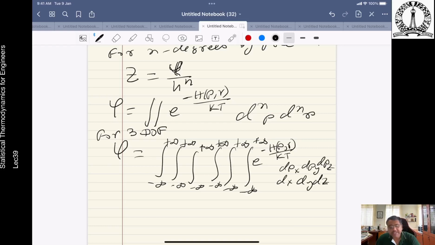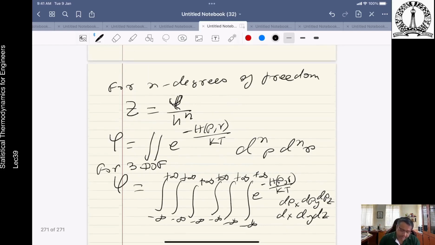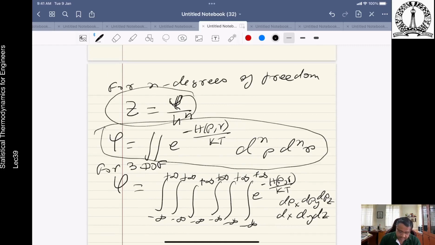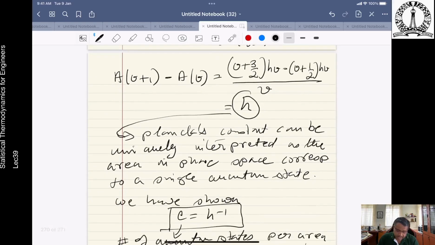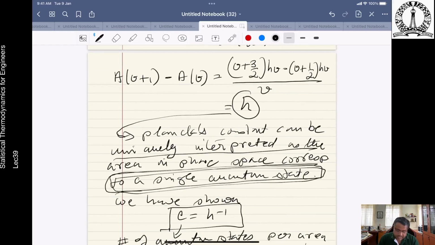So H(p, r) has been cast in terms of generalized momentum and position vectors, p and r, thus indicating a potential dependence on all three momentum and position coordinates. You can see that for n degrees of freedom, this is what is valid, and this is a sample phase integral. For 3 degrees of freedom, it's a little more complicated. We also saw the very clear association between C and the number of quantum states, and basically h, Planck's constant. Planck's constant was uniquely interpreted as the area in phase space corresponding to a single quantum state. Okay, so this sets the stage.